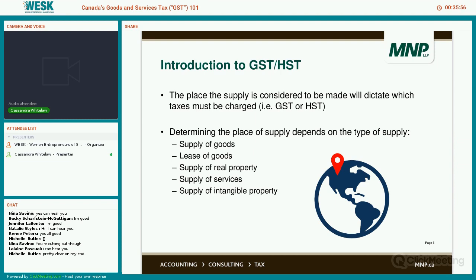For each different type of supply, there are different rules in determining where it occurs. The main categories would be a supply of goods, a lease of goods, a supply of real property, a supply of services, and a supply of intangible property. These rules are quite complex, so we'll just go through them at a high level here in the interest of time, but keep them in mind when you're determining what tax to charge.